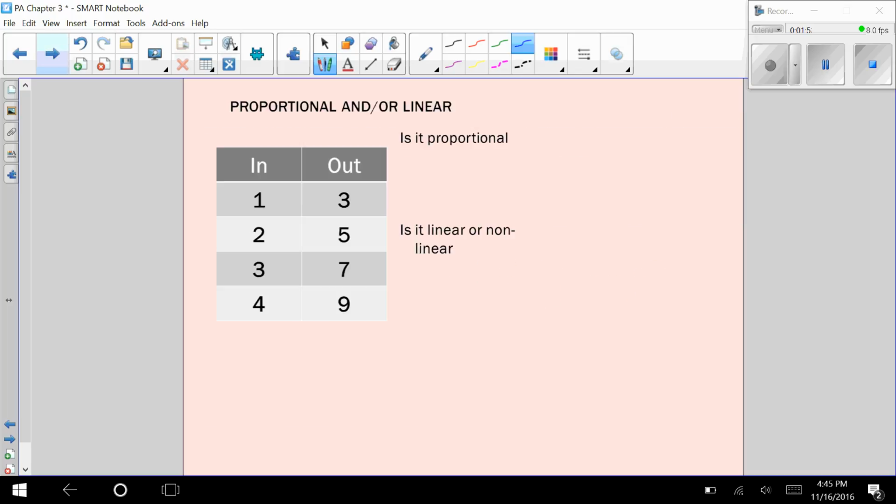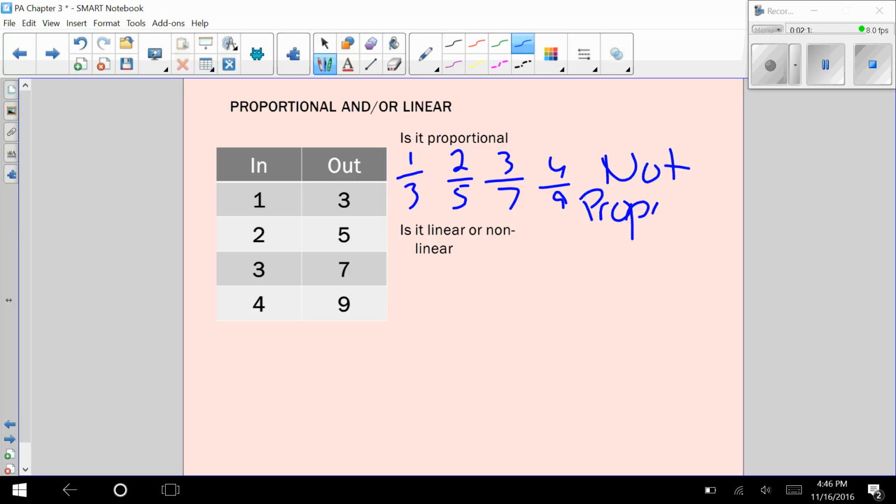All right, let's use our table and what we know to decide if it is proportional and or linear. So for proportional, we're going to do inputs over outputs. 1 over 3, 2 over 5, 3 over 7, and 4 over 9. Are these equal? No, they are not. So it is not proportional. But does that mean it's not linear?